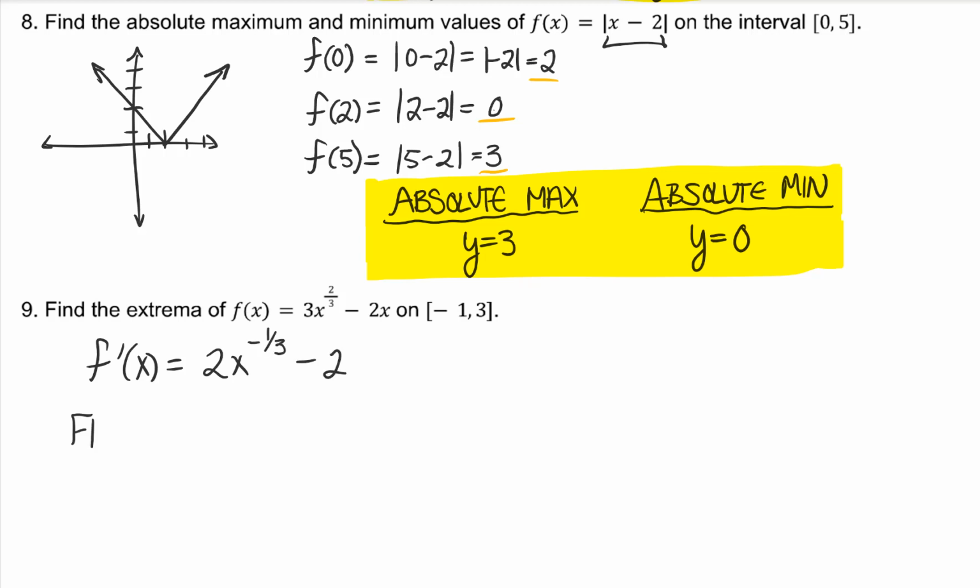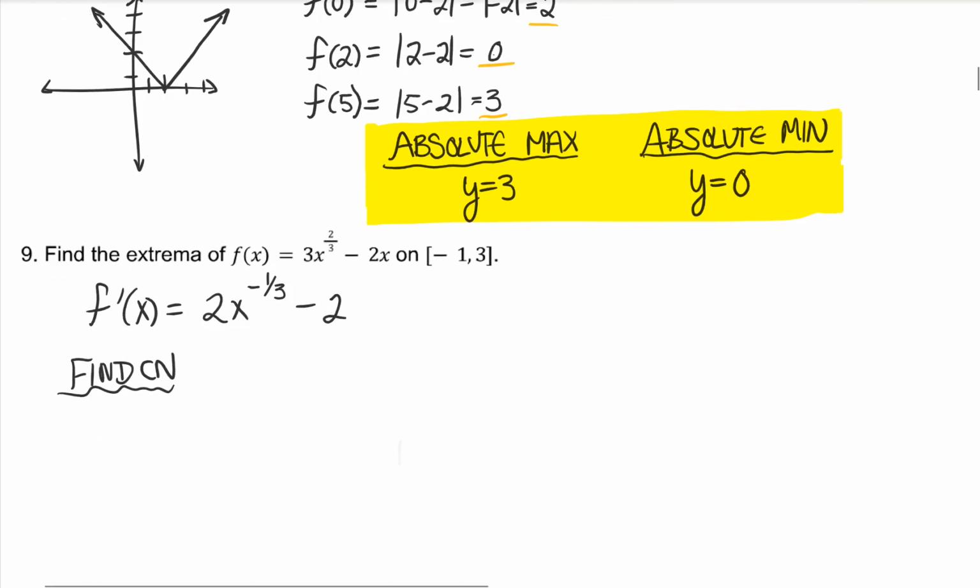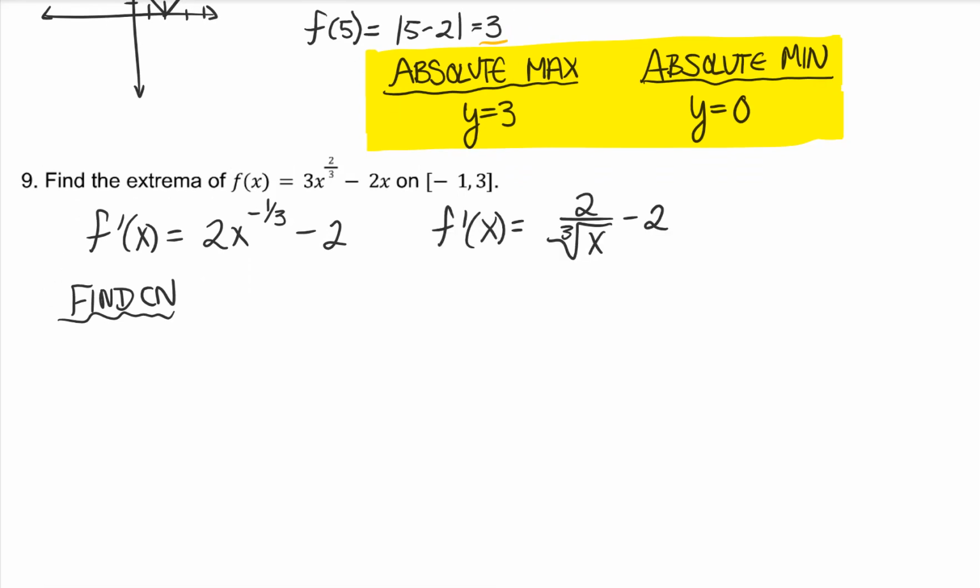Now it's time to find critical numbers. Critical numbers occur where f of x exists, but f prime of x is equal to 0 or undefined. It may be easier to see where f prime of x is undefined if we write our negative exponent in fractional form. Here you can see that if x was 0, we would have 2 divided by 0, which is undefined. So f prime of x is undefined at x equals 0. One of our critical numbers is x equals 0.